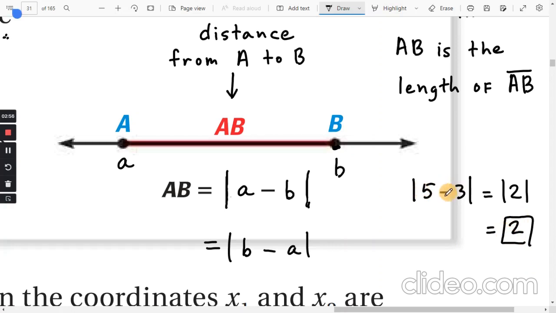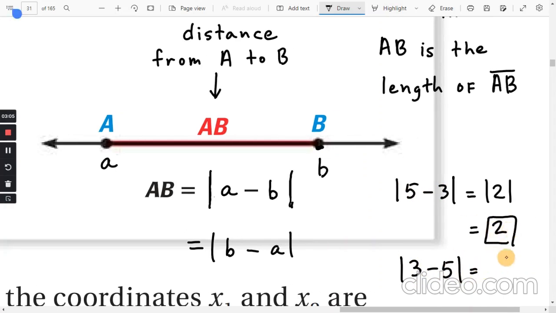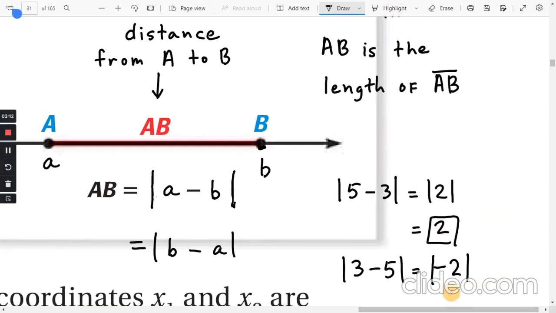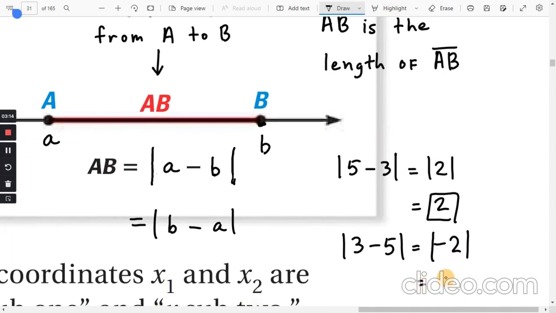Now, if I reverse these two numbers and did the absolute value of 3 minus 5, I know that 3 minus 5 is actually negative 2. But then when you take the absolute value, you will still get positive 2. So notice I can reverse the numbers when subtracting with the absolute value function, and it will give you the same answer.